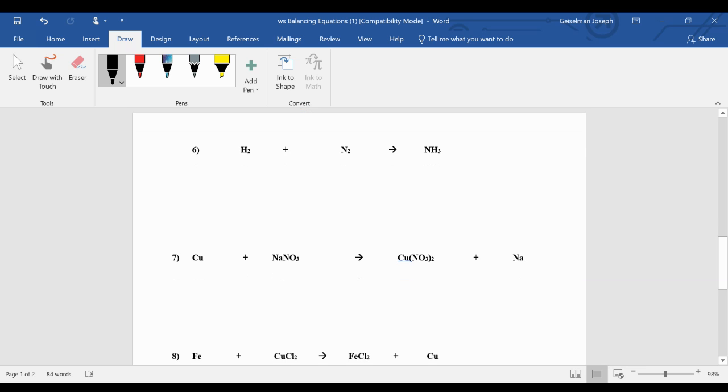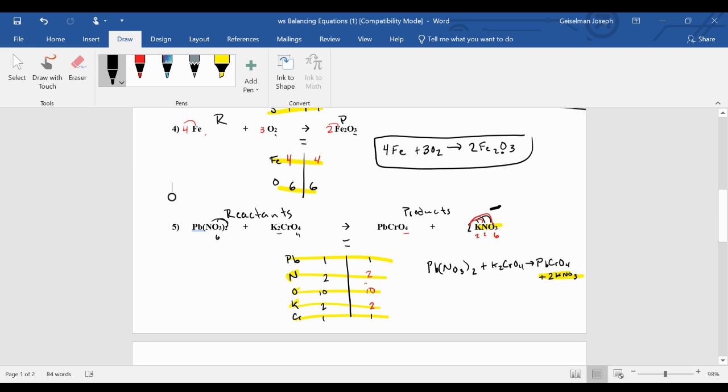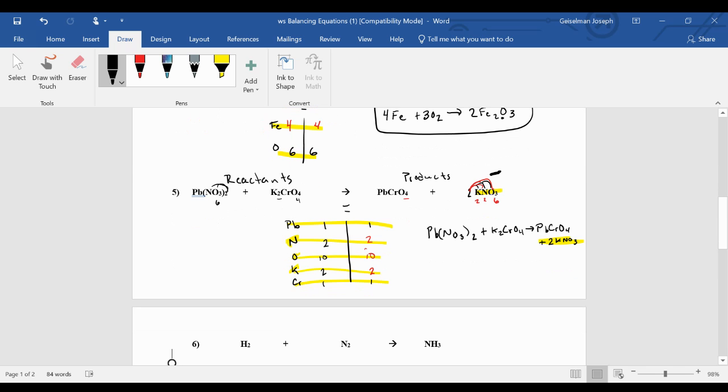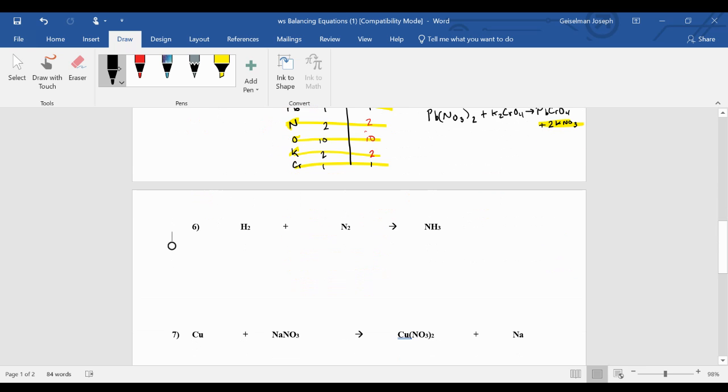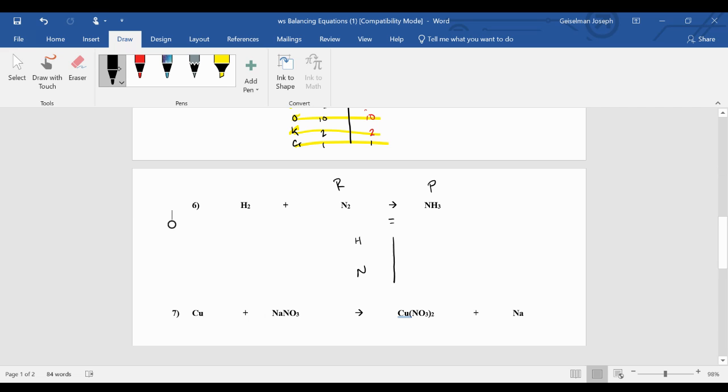Number 6, pretty easy one. We have a simple equation with our products and our reactants. We have hydrogen and we have nitrogen. On the left side, we have 2 hydrogen and 2 nitrogen, so 2 and 2. On the right side, we have 1 nitrogen and 3 hydrogen.